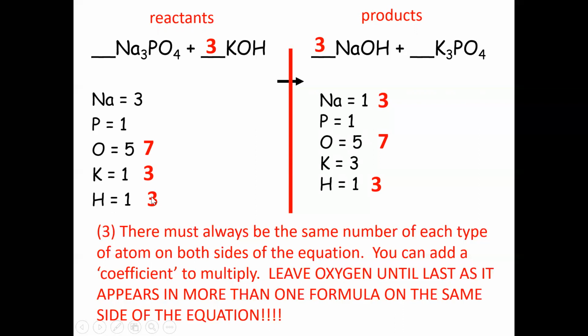Now if we look at our equation here, 3 sodiums, 1 phosphorus, 1 phosphorus, 7 oxygens, 7 oxygens, 3 potassiums, 3 potassiums, 3 hydrogens, 3 hydrogens. We can see now that that equation is balanced.